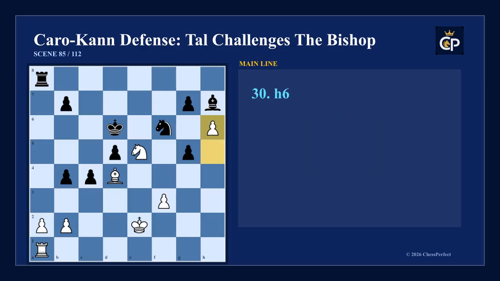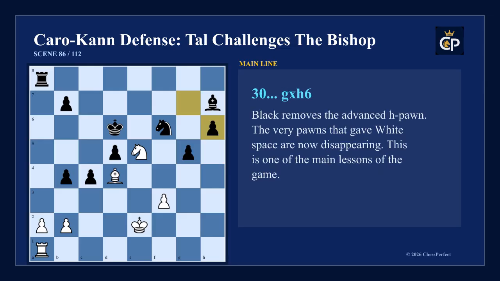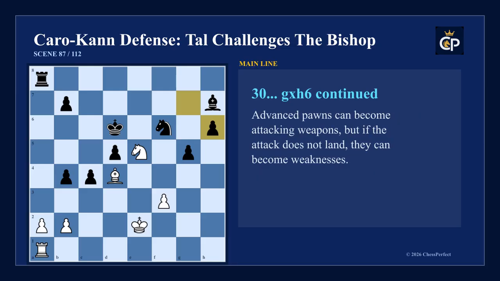h6. G takes h6. Black removes the advanced h-pawn. The very pawns that gave white space are now disappearing. This is one of the main lessons of the game. Advanced pawns can become attacking weapons, but if the attack does not land, they can become weaknesses.